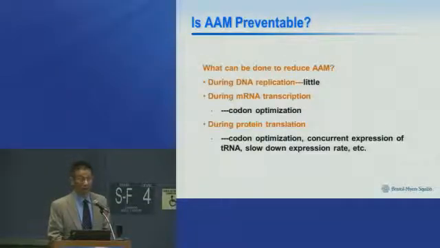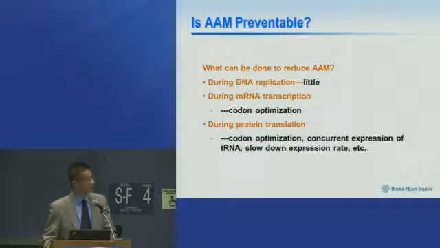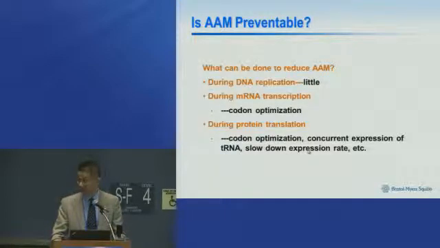So is amino acid misincorporation preventable? Well, depending on which stage we are talking about, during DNA replication, there is really not much you can do. During mRNA transcription and protein translation, you can do some codon optimization. As I mentioned earlier, additional measures such as slowing down the expression rate may help a little bit. If you make the cell work too hard, cranking out proteins too fast, the quality may suffer. Very similar to our human workforces.